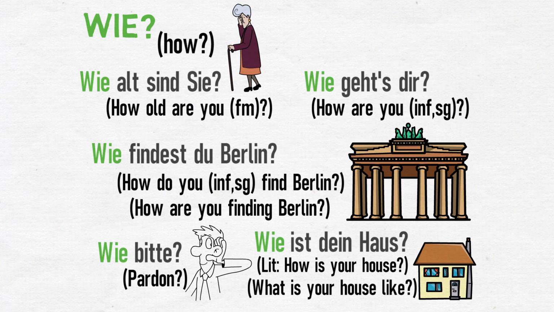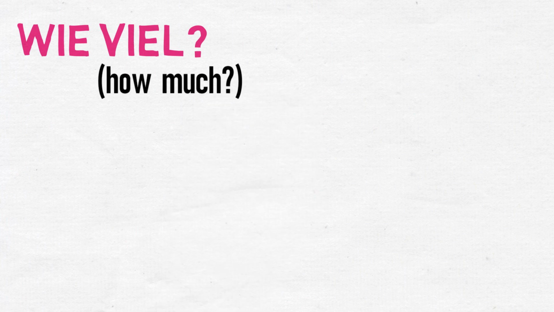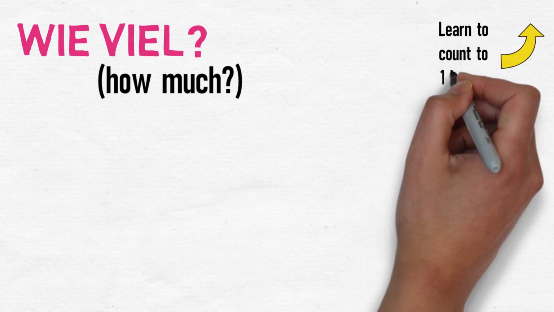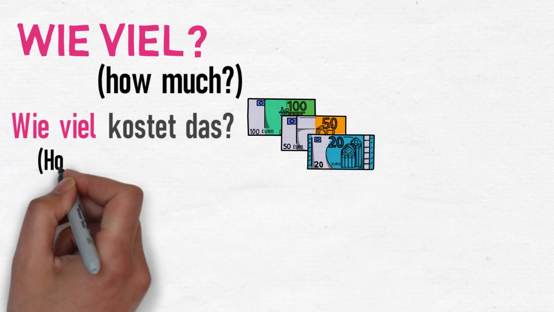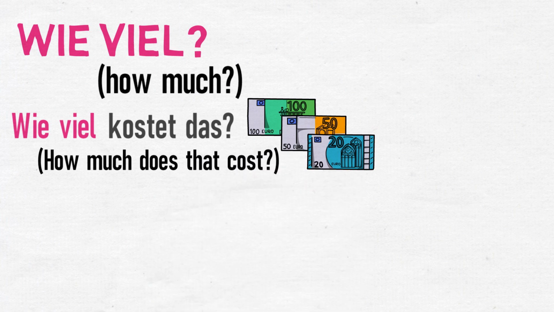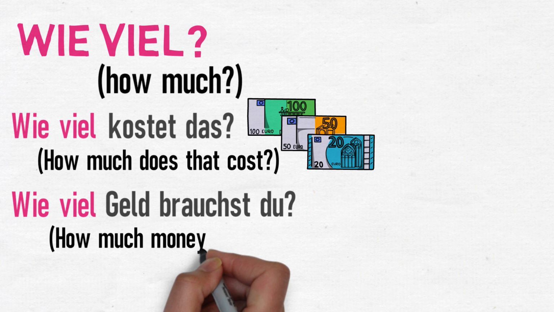Building on wie, we need to know wie viel, how much. This phrase is only useful when combined with numbers, so do make sure to learn how to count to 1 billion by clicking the banner in the upper right corner of the screen now. Wie viel kostet das? How much does that cost? Wie viel Geld brauchst du? How much money do you need?